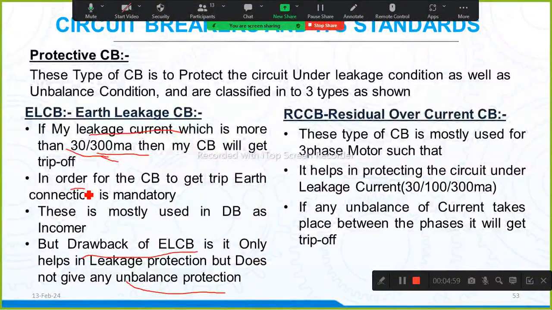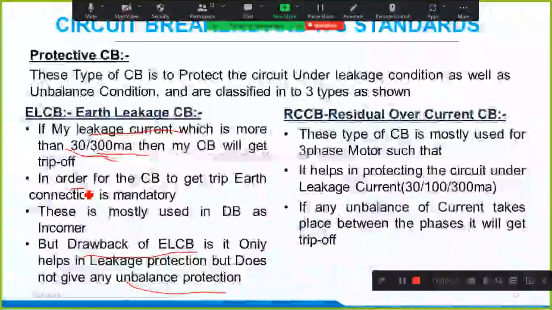Why? Because it has a drawback: it does not give any unbalance protection, it only gives leakage current protection, and short circuit protection will also not be given. That is the reason ELCB is not preferred nowadays. But the first one invented was ELCB. Then, as an advancement, people came with a concept called RCDs, residual current devices.